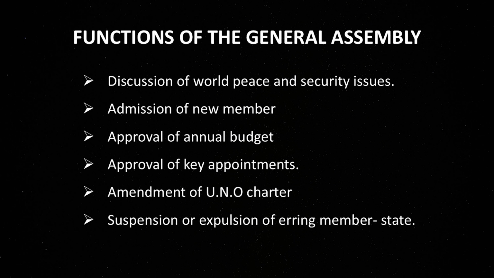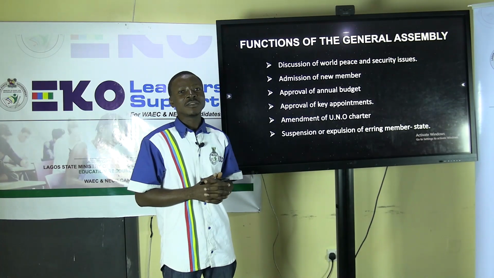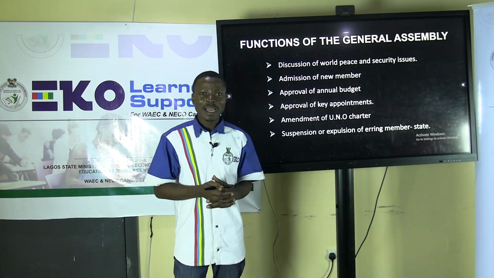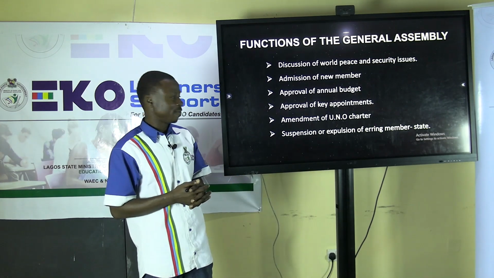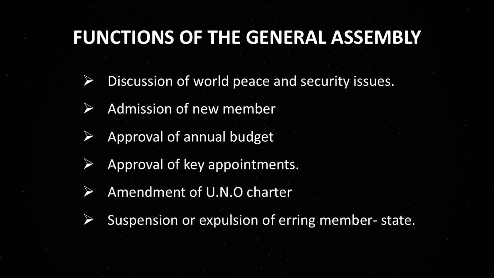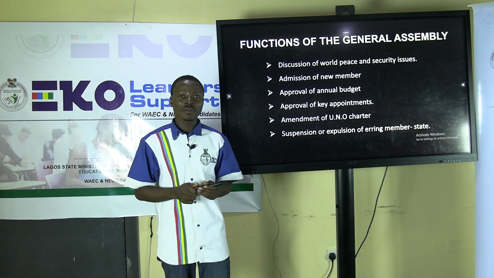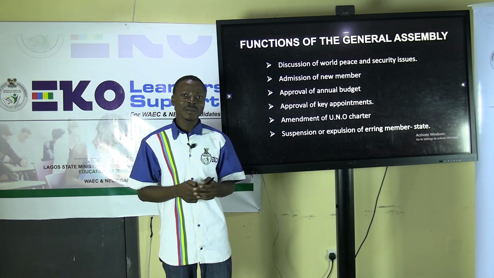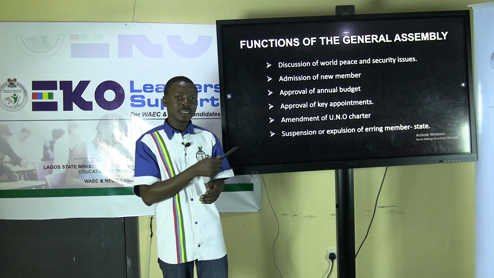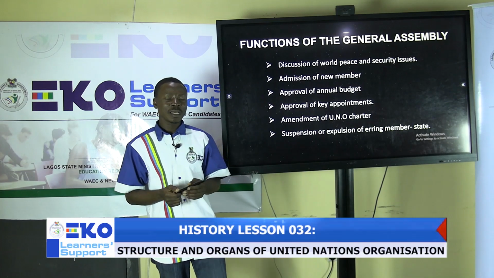It is on the floor of the General Assembly that the treaties and charters of the United Nations are approved, amended, or reviewed. Then lastly, suspension and expulsion of members. Any member that fails to abide by the rules and regulations of the organization or follow the guidelines of dispute settlement is expelled at the General Assembly.